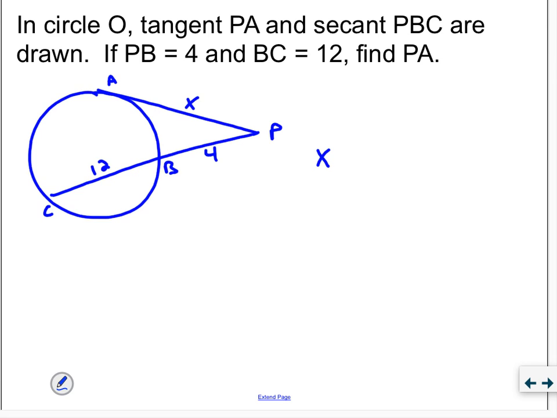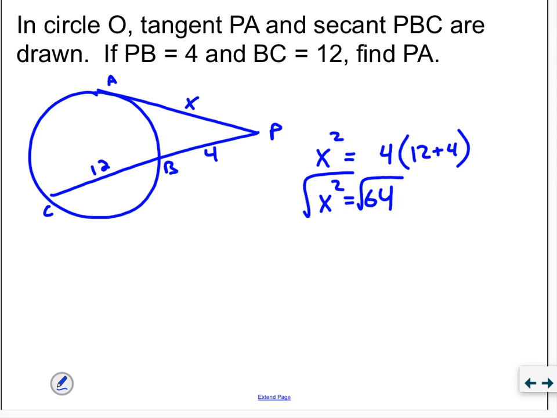So the conjecture says the square of the tangent is equal to the whole secant times its outside piece. So 12 plus 4 is 16. 16 times 4 is 64. Take the square root of both sides here and get x equals 8. So the length of segment PA, the tangent, is 8. 2 down, 1 to go.